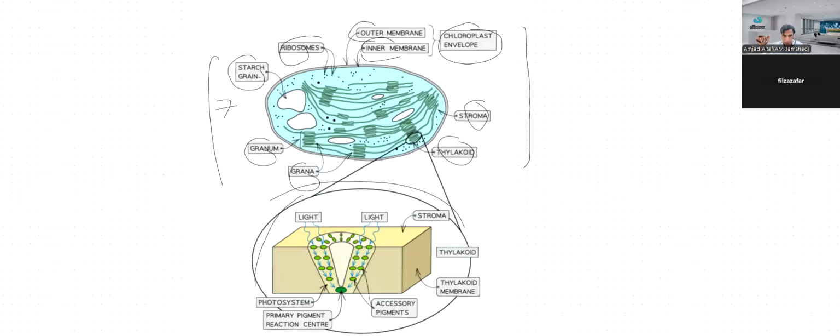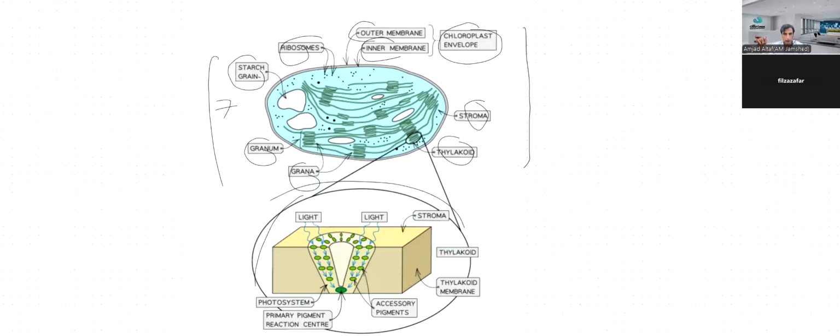Have you ever put any food in front of a plant? No, definitely no, because plants are autotrophs. They can prepare their own food by themselves. Okay, so this is what you should keep in mind.